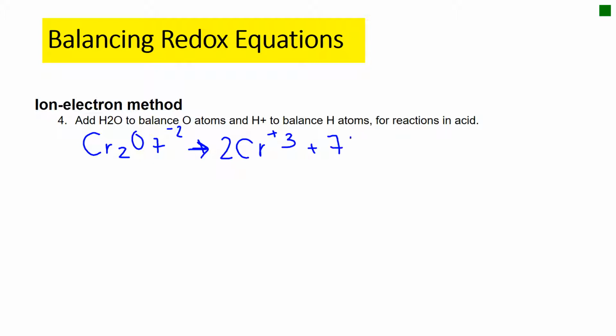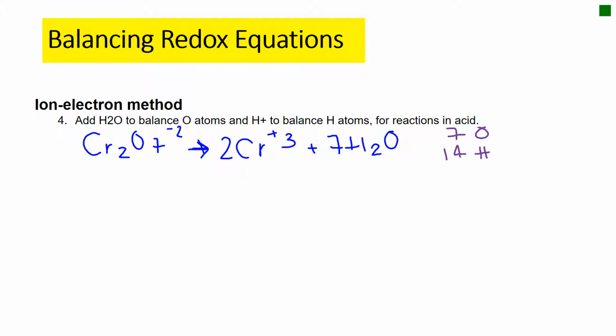So you're going to have 7 molecules of water, and that's going to be equal to 7 oxygens and 14 hydrogens.